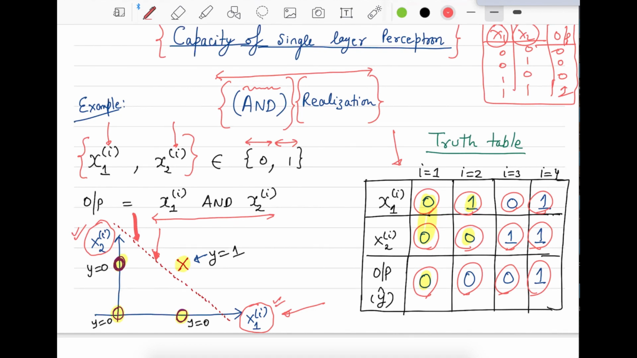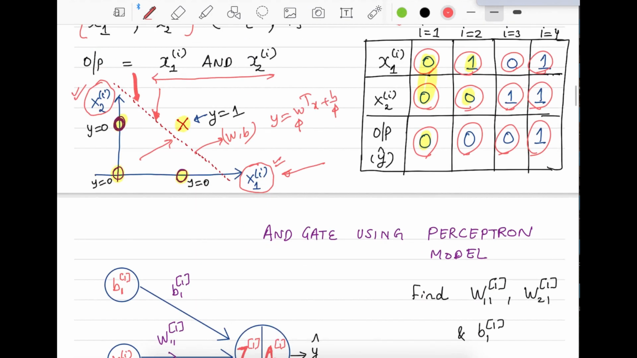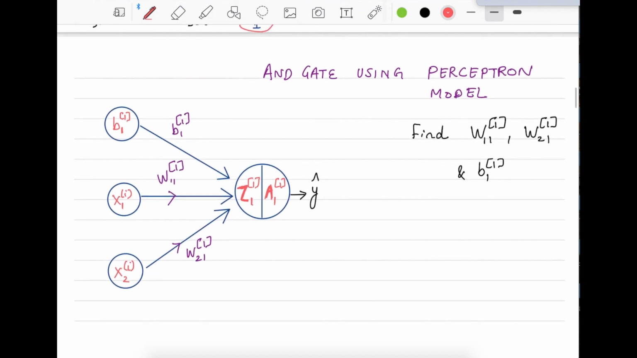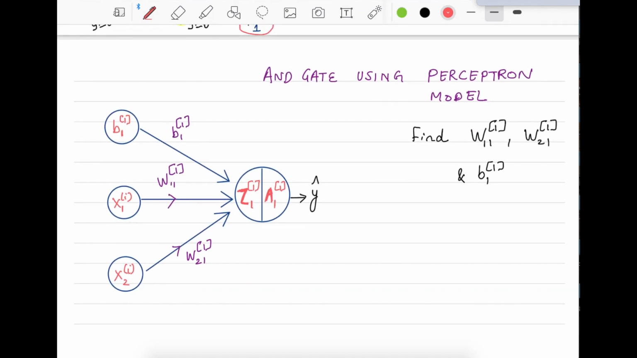Now the important thing is how to come up with the W and B of this line, because you have y equal to W transpose X plus B. You have to come up with these W and B so that you can fit a line over here. Now I am representing this by a simple neuron model, which we have already discussed, with all the conventions already discussed in detail. The problem is how to find these W11, W21 and B1, that is, how to find these weights and bias.